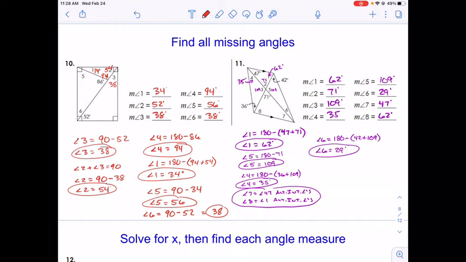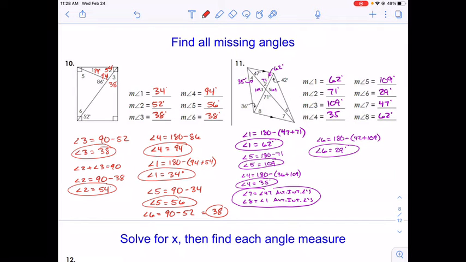So now we have two angles, angle 4 and 2. To find angle 1 now, we can add them up and subtract from 180, which gives us 34 for angle 1. And then angle 5: it's going to add up with angle 1 to equal 90. So 90 minus 34 is going to give us 56. And the last one, angle 6: 52 and this angle add up to equal 90, so 90 minus 52 gives us 38.